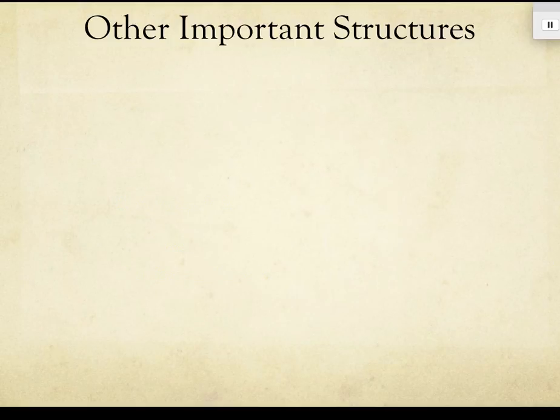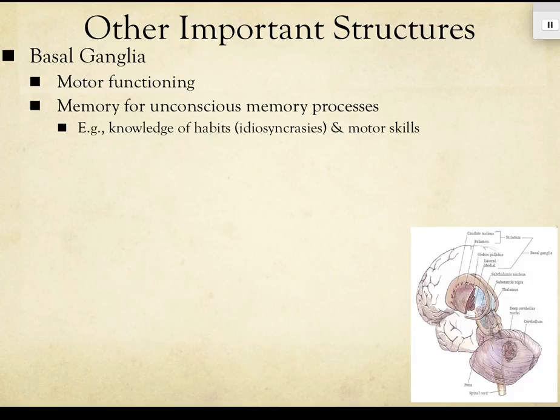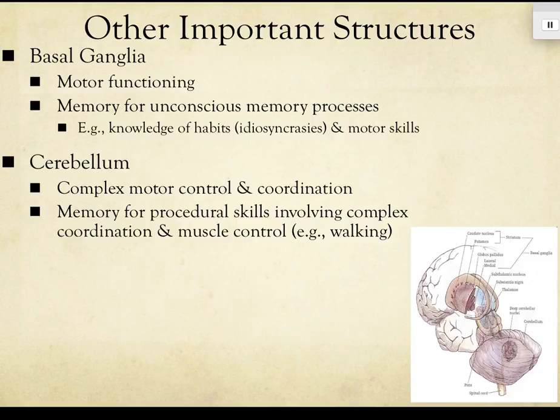Now, what are some other important structures that we actually see in the brain that may also contribute to issues related to memory? We see that the basal ganglia is very important for us, not just for motor functioning, as we generally tend to find with physiological psychology research, but we also find that it's very important for memory, for unconscious memory processes. So in other words, knowledge of habits such as idiosyncrasies or fidgeting that we may actually engage in, or even motor skills, having that knowledge that's not something that we're consciously aware of, but also making sure that we recall that information at appropriate times.